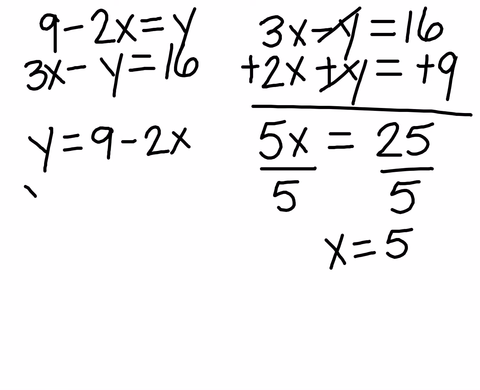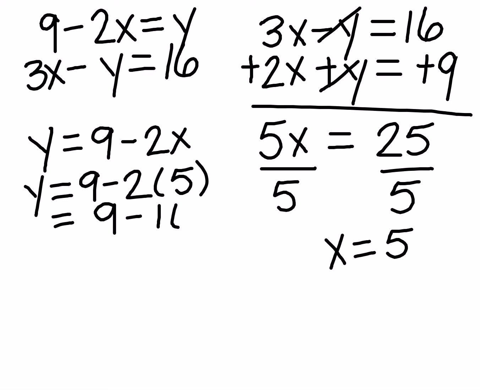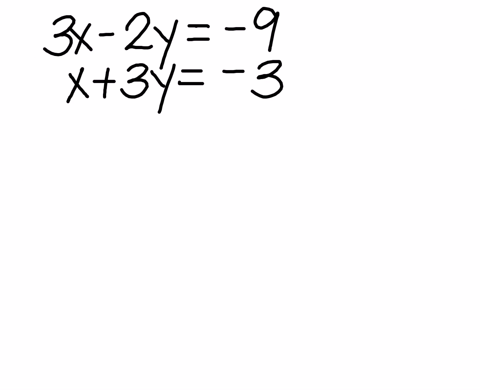I'm going to plug in 5 for x, which is 9 minus 10. 9 minus 10 gives me negative 1. My ordered pair would be 5 for x, negative 1 for y. Look at our last example on the elimination method.